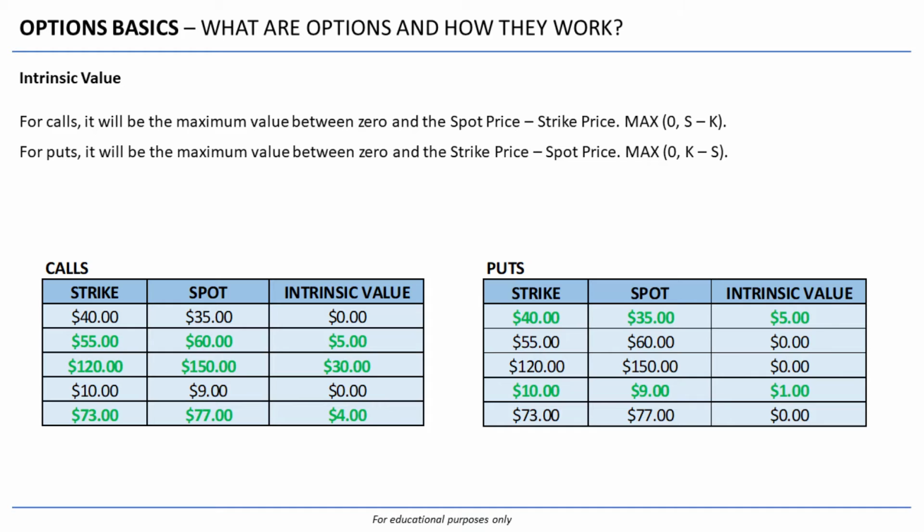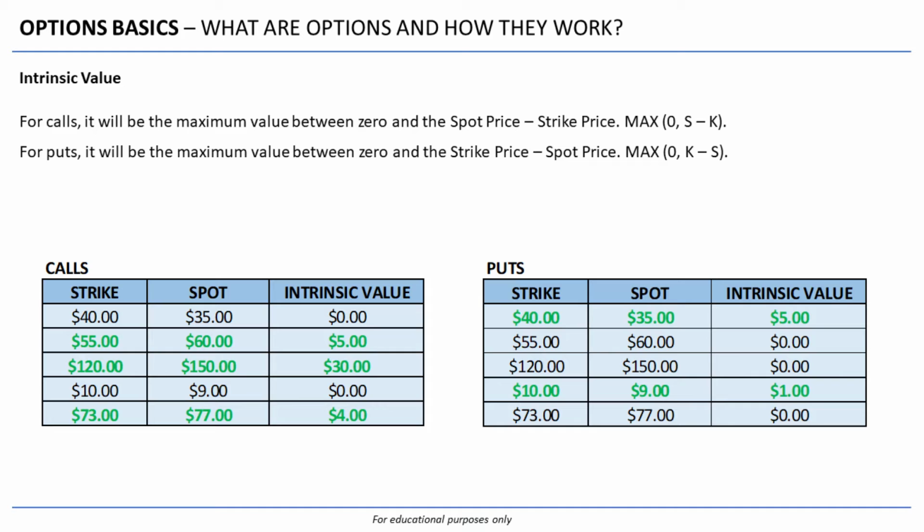Intrinsic value. It's one of the components of the premium. It has to be greater than or equal to 0. It cannot be a negative value. Its calculation depends on the type of option. For calls, it will be the maximum value between 0 and the spot price minus the strike price. For puts, it will be the maximum value between 0 and the strike price minus the spot price.